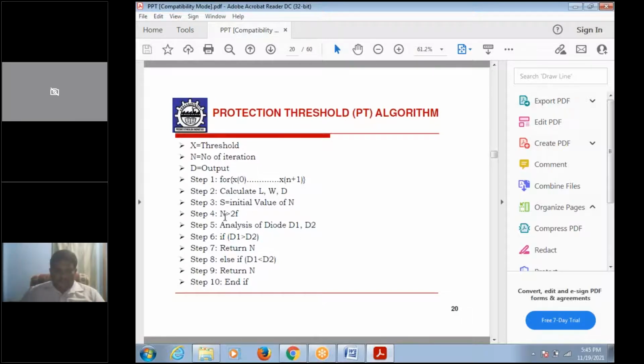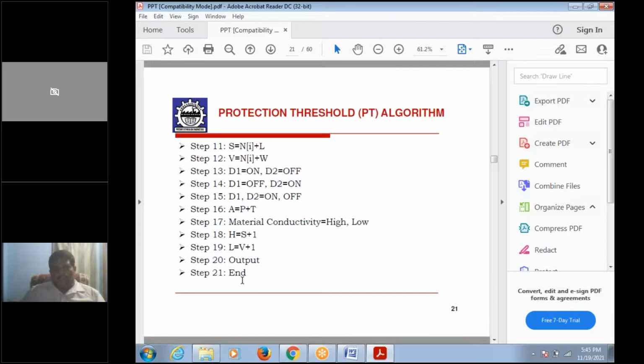We can analyze the diode for n greater than 2, that means the resonance frequency is greater than 2f. In the analysis of the diode, if diode D1, D2 is greater than the threshold, the loop also closes in the N also, and exits the loop. After that it goes to the else if Dn less than or equal, they return to N, then also the end of the N.